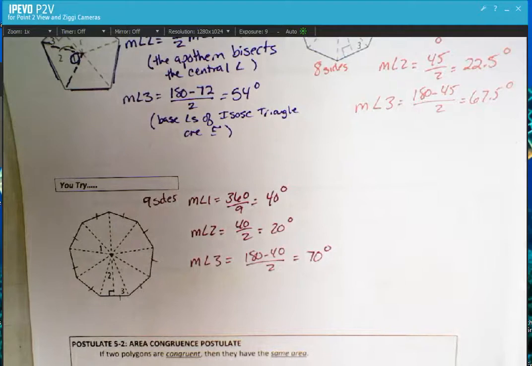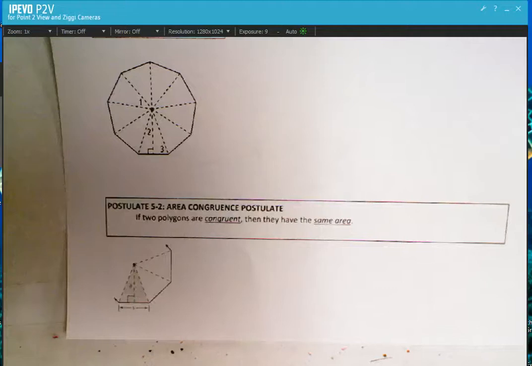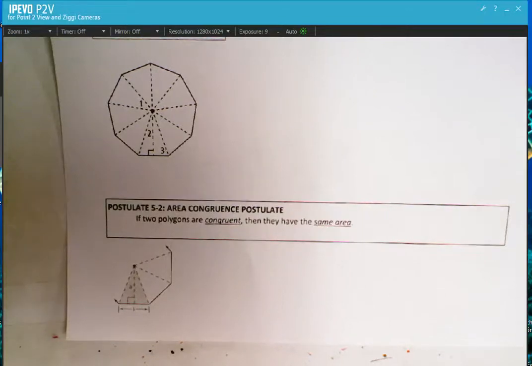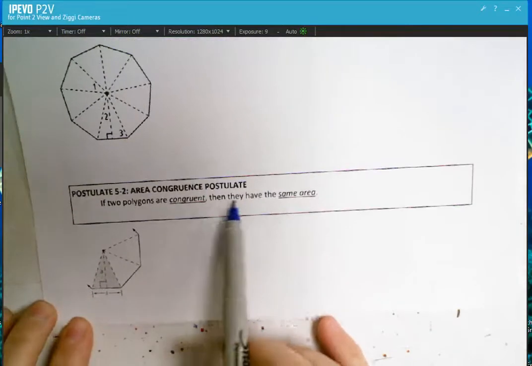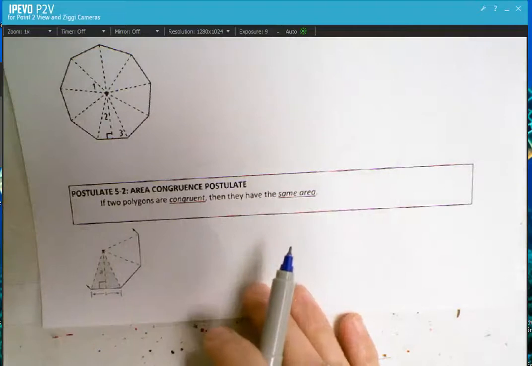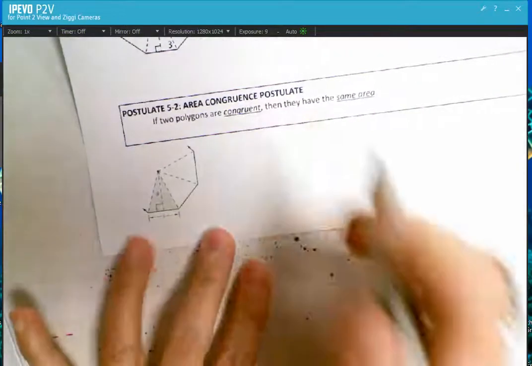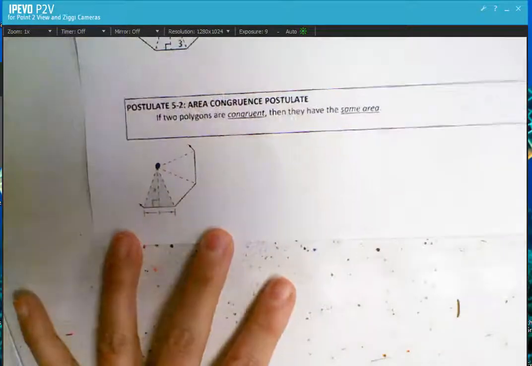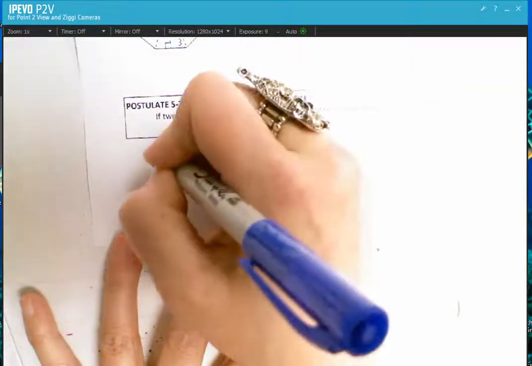Let's start taking a look at developing the area formula. So first we want to talk about the congruence postulate. If two polygons are congruent, then they have the same area. So that makes sense. If we take a look at this figure below, we go from the center of the polygon to the vertex, so this must be a radius.